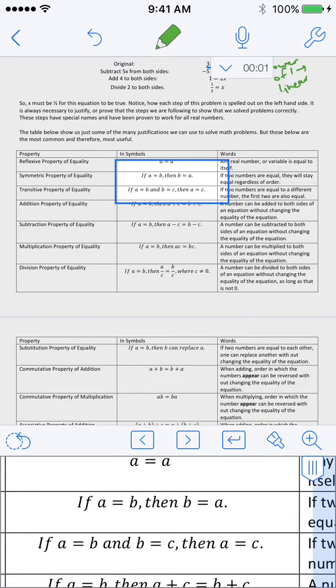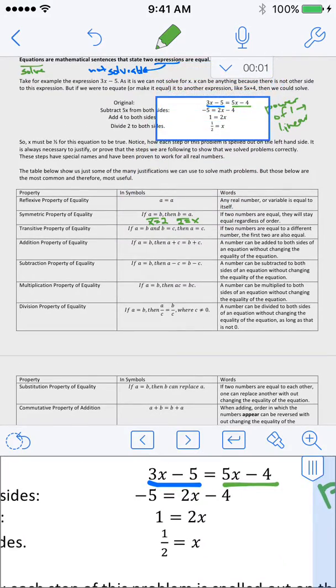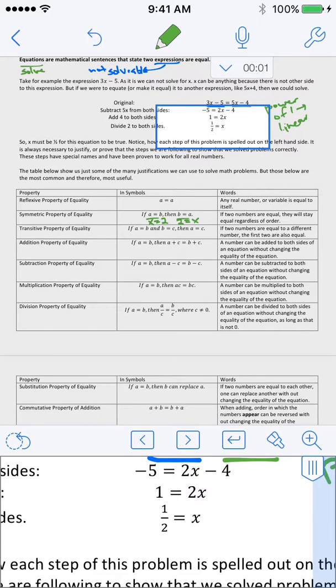So this first one up here: if A equals B, then B equals A. Meaning if x equals 2, then 2 equals x. You can switch them around. So that's what the symmetric property means. And if you ever are solving an equation and in the very end it says 1/2 equals x, then you can say by the symmetric property, x equals 1/2 and I am done. So that's the symmetric property.